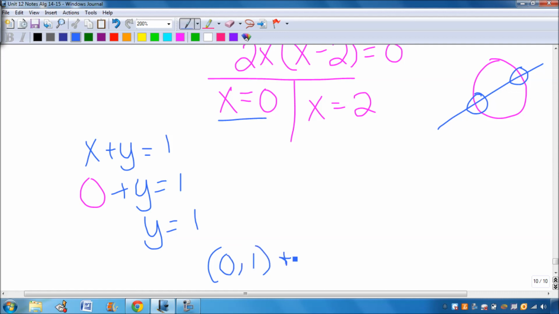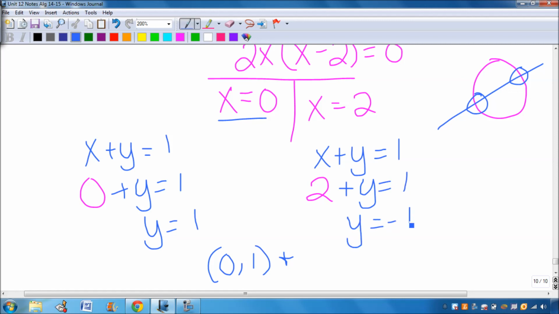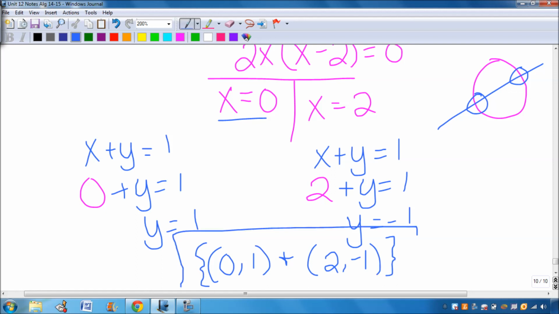All right, and then I'm going to do the same thing for this one right here. So every time I see an x, I'm going to replace it with a 2. So I'm going to say 2 plus y equals 1. So that means that y equals negative 1. So my second answer is (2, negative 1). And that's the solution set to my system of equations.